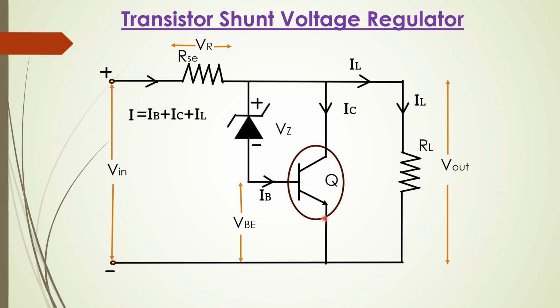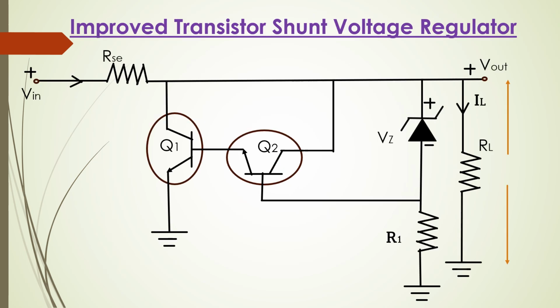The limitations in the circuit are power loss. There is considerable power loss across the series resistance RSE, and most of the current actually flows through the transistor rather than the load. And there are problems of over voltage protection in the circuit also. For all these reasons, we move on to the series voltage regulator. We prefer that compared to the shunt voltage regulator. And there is an improved version of the shunt voltage regulator available.